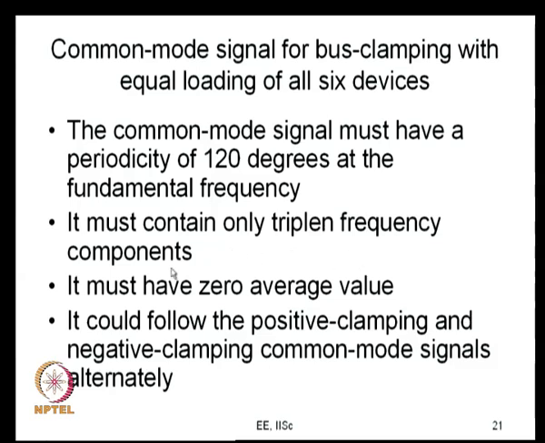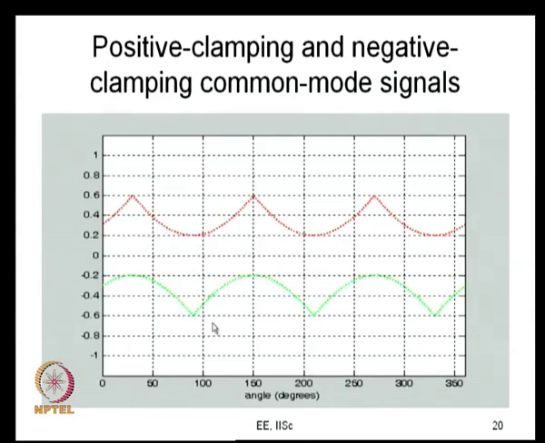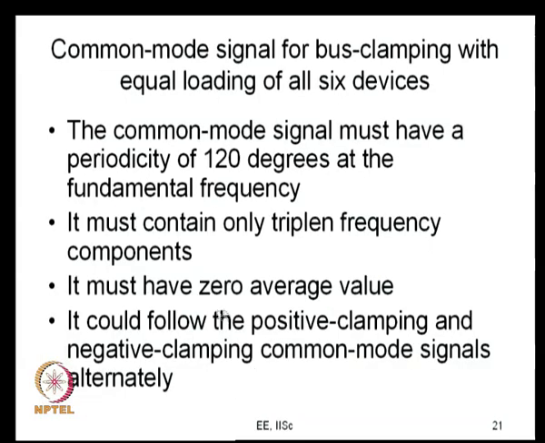It must contain only triplen frequency components. So, this is natural. If it is 120 degrees at the fundamental frequency, its fundamental frequency is 3 times the fundamental. So, it is like 150 hertz for a 50 hertz modulation frequency. So, it will contain only triplen frequency components, and it must have 0 average value. That is, sometimes you must follow the positive common mode signal, sometimes you must follow the negative common mode signal, and you should go between the 2 such that the average value is 0. The average value of 0 will ensure that the loading of the top and the bottom devices are equal. So, it could follow the positive clamping and negative clamping common mode signals alternately, such that the value is 0.